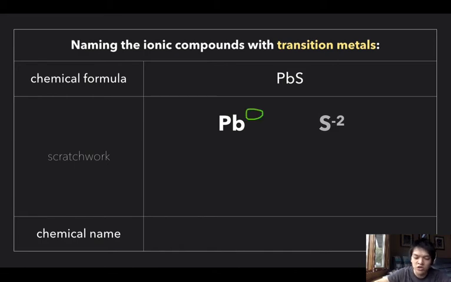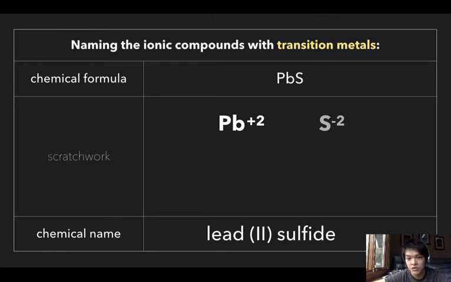So what must be the charge of Pb, or lead? If you think +2, you're right. It's got to be +2. So now we should know the name of the chemical for Pb, the transition metal. It's going to be lead-2, because it's got a +2 charge. So lead-2 sulfide.